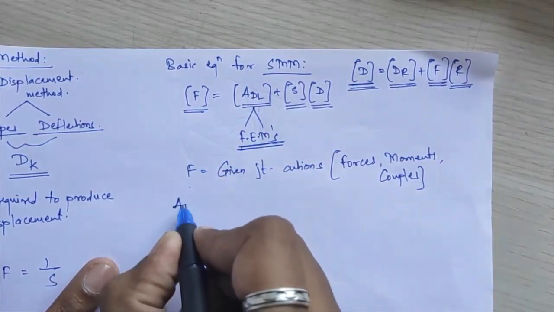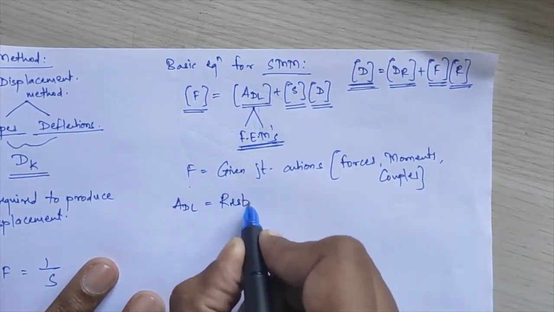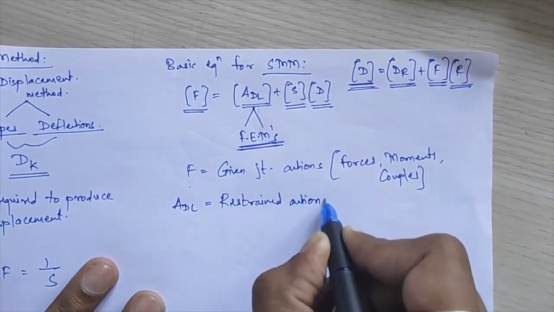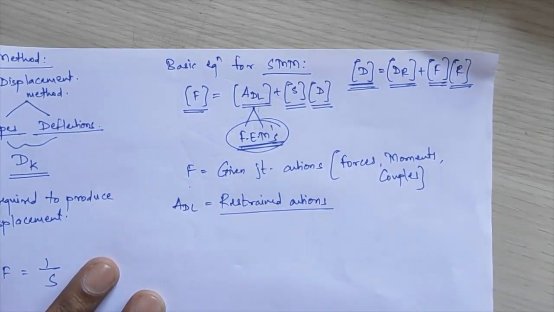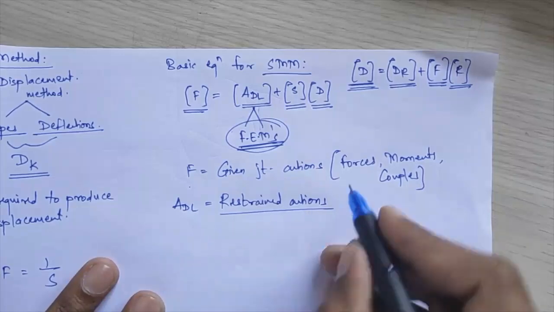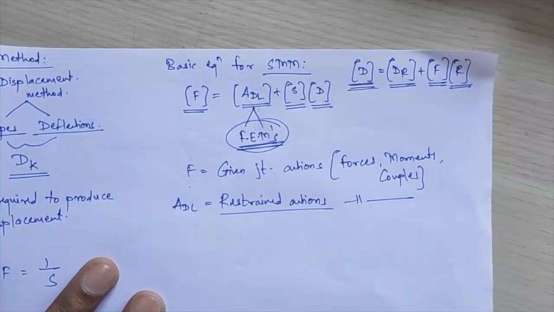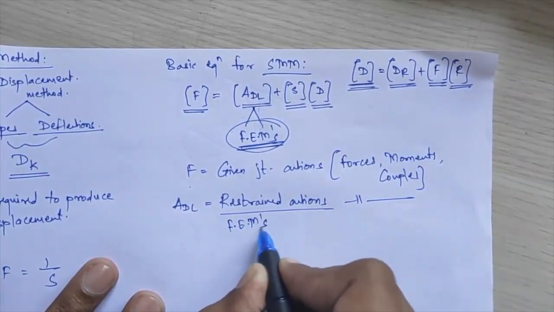Next, ADL is what? Those are the restraint actions. Restraint action means what? You have to calculate the fixed end moments here. Right? For that we need to restrain the joints over there. You have to fix all the joints. So restraint action, same moment, forces and couples, whatever you will get. That is, you have to calculate the fixed end moments for this.